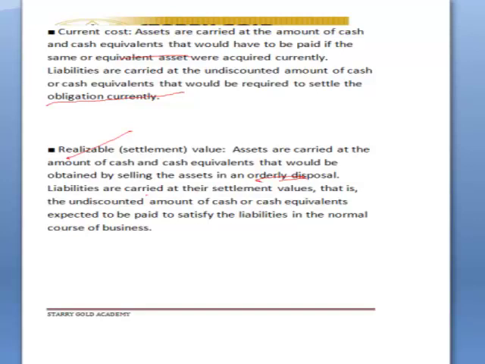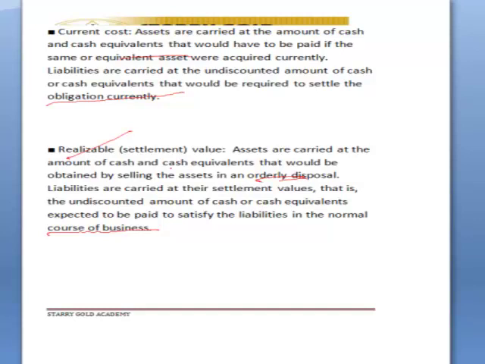Liabilities are carried at the settlement values, that is the undiscounted amount of cash or cash equivalent expected to be paid to satisfy the liabilities in the normal course of the business. So these are the subsequent measurements of assets and liabilities. We can measure them historically, at current cost, or we can use realizable value or settlement value.